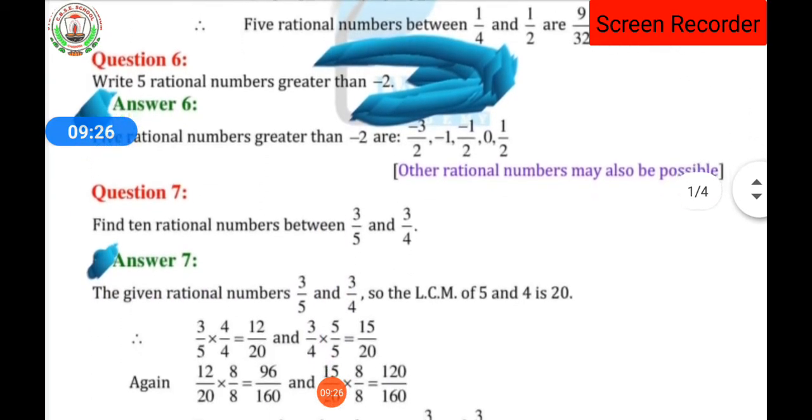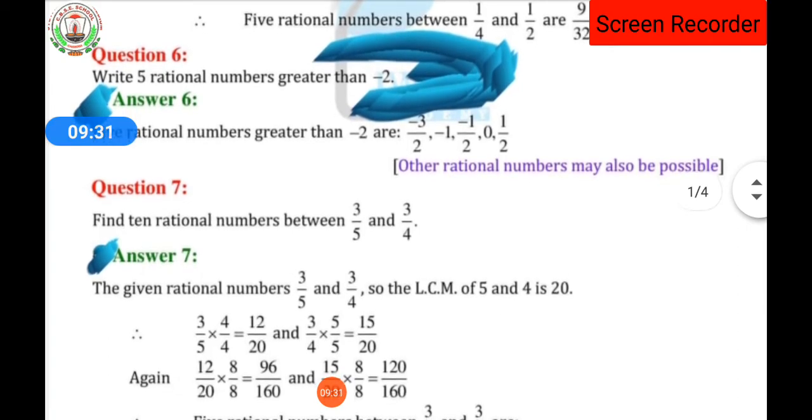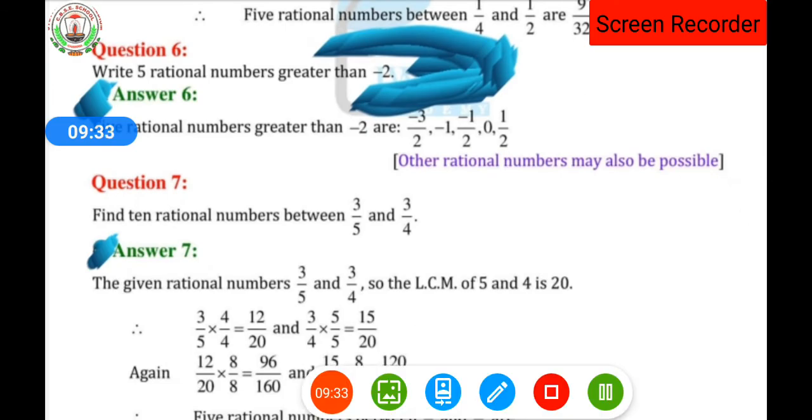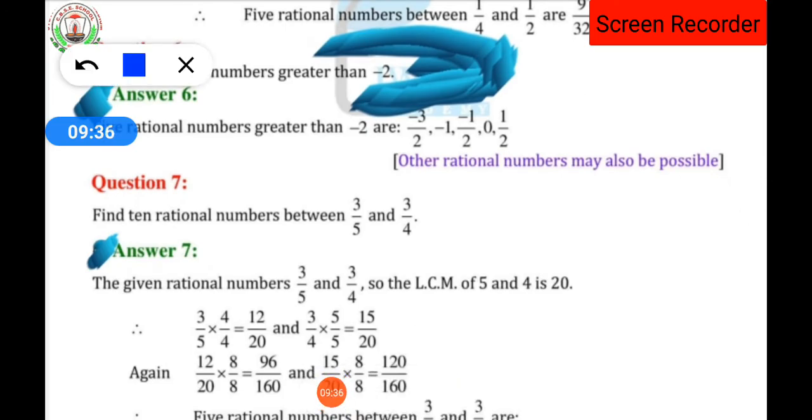Now moving towards question number 6. Here we can see: write 5 rational numbers greater than minus 2. So what are the 5 rational numbers which are greater than minus 2? Greater than minus 2 means it should be larger than minus 2. So minus 1, obviously it is greater than minus 2. 0 is also there, 1 is also there, 1 by 2 is there, 2 is there, 4 is there, 5 is there, isn't it? So write any 5 rational numbers which are greater than minus 2.